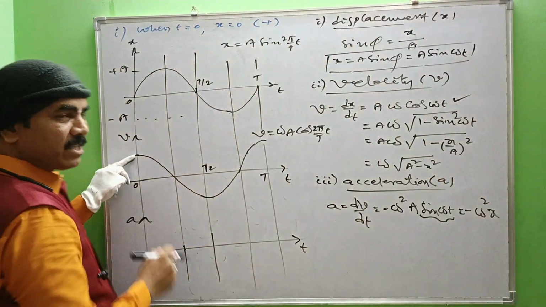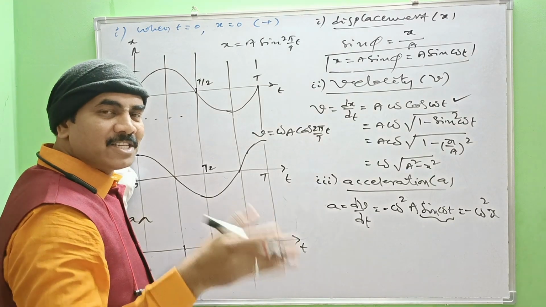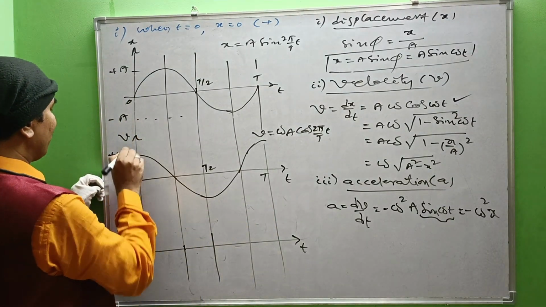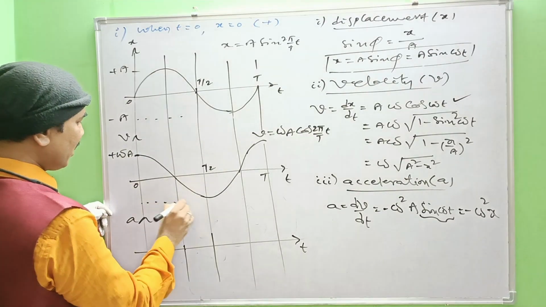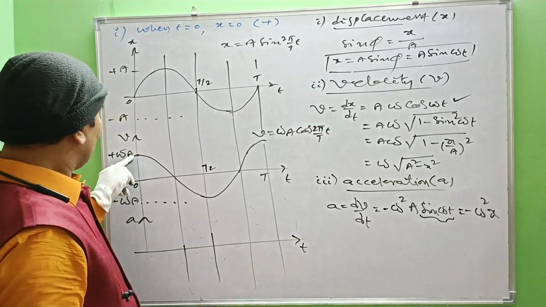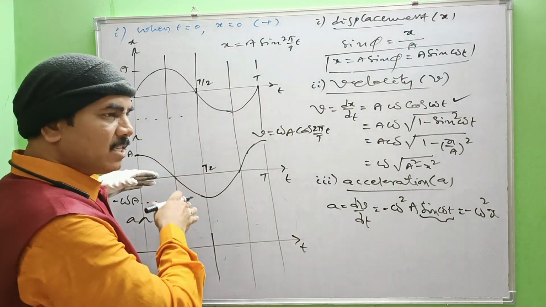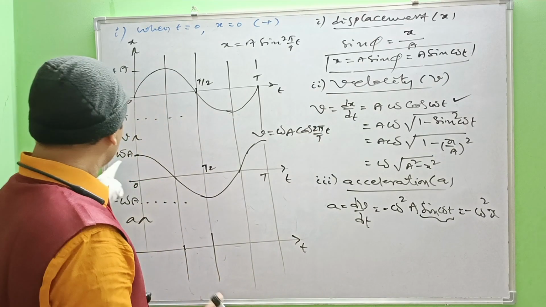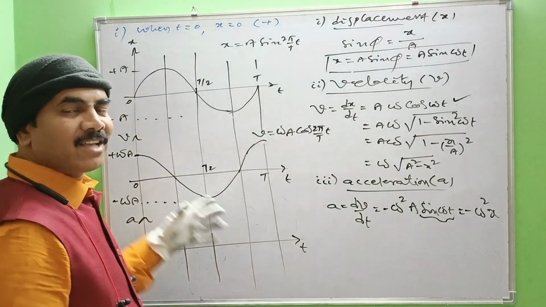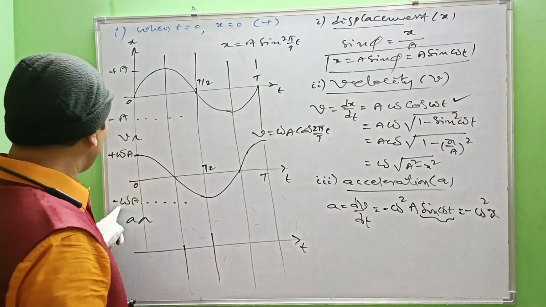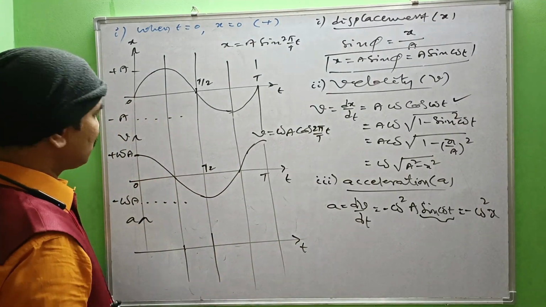What is the maximum velocity during the oscillation of the particle here? Simple harmonic, that is plus omega into a. Here it is minus omega into a. So at the mean position, as it moves in the positive x direction, the max velocity is plus omega a. If it crosses the mean position in the negative x direction, then it has minus omega a, right?